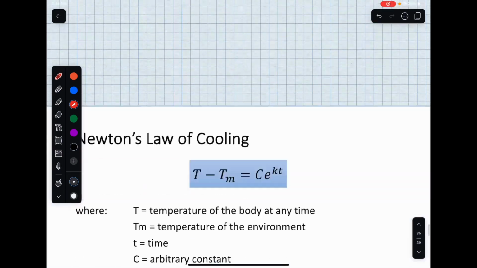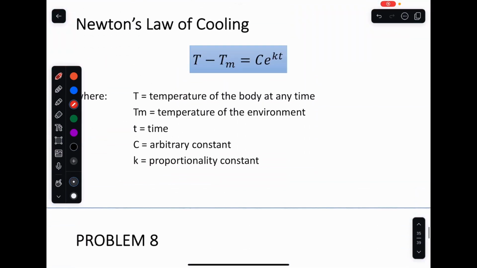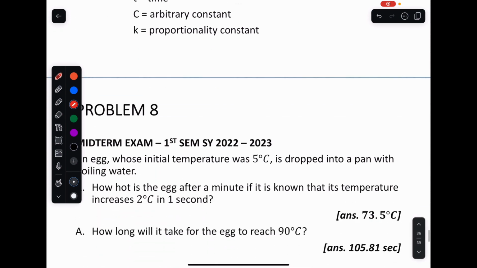So lastly, we have Newton's law of cooling. It's the same as the growth and decay. The only difference is there is a temperature of the environment. So we need to determine which one is considered to be the body and which one is considered to be the medium or the environment, for us to resolve such problems.